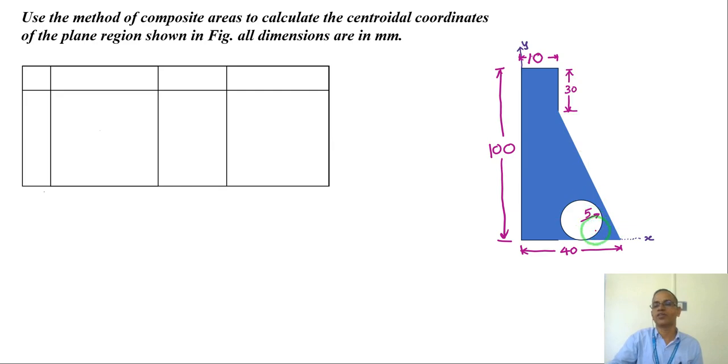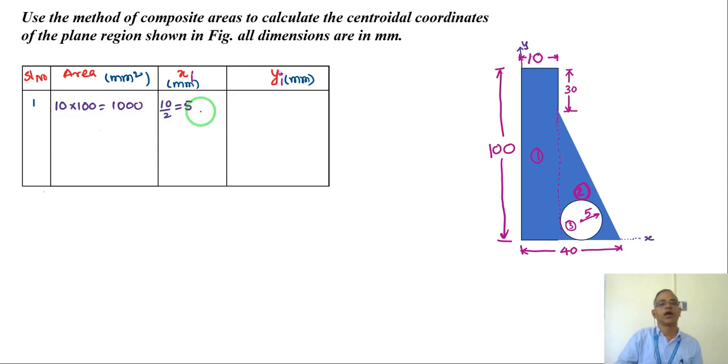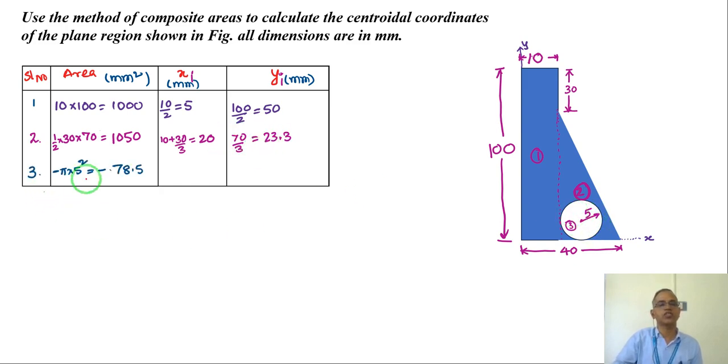So let us see that. Now I will have reference axis x axis, reference axis y axis, all dimensions given, and the radius of the circle also given here. And now I divide the areas. Now I have three areas: one is the rectangle, second is a triangle, third is a circle. So use the table form. First area as usual, rectangle, and x1, y1 remain the same. Second area is the triangle, x bar and y bar do not change. Then the third one is the area of a circle, which is pi r square.